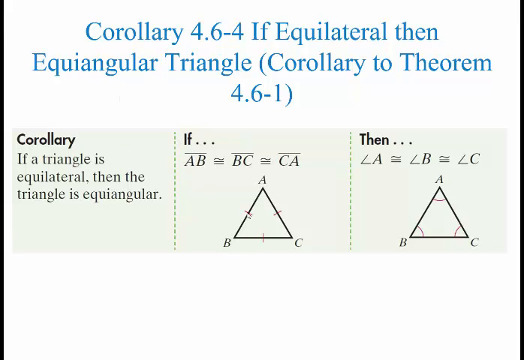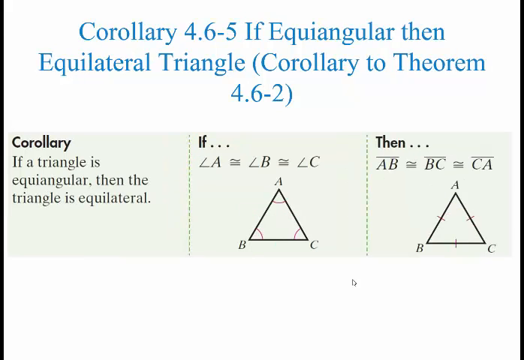So if the sides are congruent, side AB is congruent to BC, congruent to CA, then all the angles must be the same. So angle A must equal angle B must equal angle C. Another corollary from this: if a triangle is equiangular, then the triangle is equilateral. Meaning if I tell you that all the interior angles are congruent, then all sides must be congruent as well. So it works both ways.